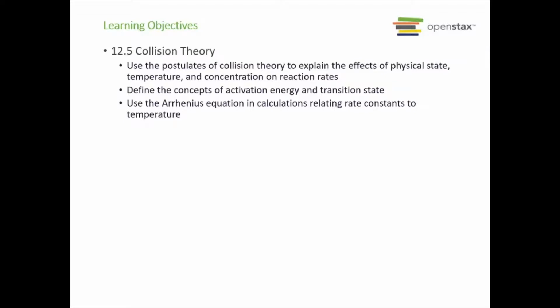Time for 12.5, collision theory. Here we're going to use the postulates of collision theory to explain the effects of physical state, temperature, and concentration on reaction rates, define the concepts of activation energy and transition state, and use the Arrhenius equation in calculations relating rate constants to temperature.